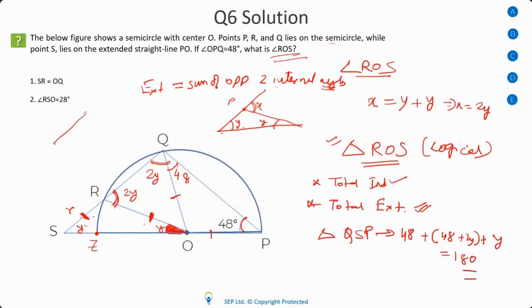And again, those of you who are not able to visualize it, I'm drawing it separately for you. QSP. S is y. Q is total 48 plus 2y. And this is 48. Now I don't need to solve it because I know I'll be able to find out the value of y. So this statement turns out to be sufficient. If you have any doubts, please ask.